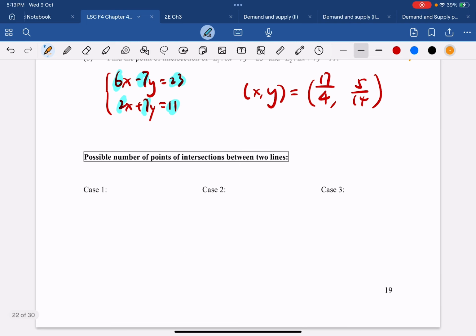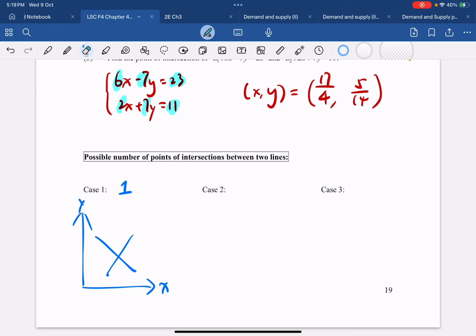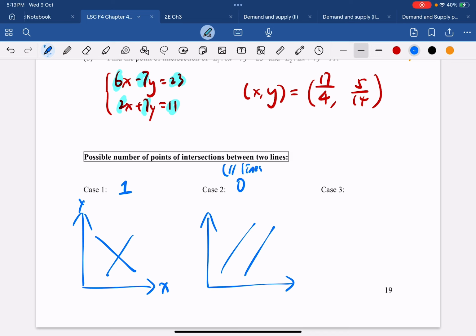And then now we come to another part. So how many points of intersection can there be for two lines? So for case 1, for sure, one intersection point, say like this. So one intersection point. And then the second case, you should have learned that, for example, in parallel lines, then there will be no intersection point. So for parallel lines, no intersection point.